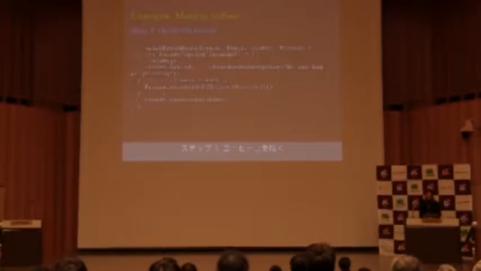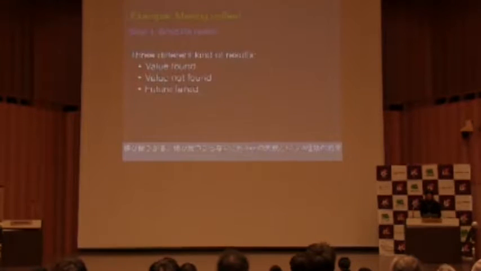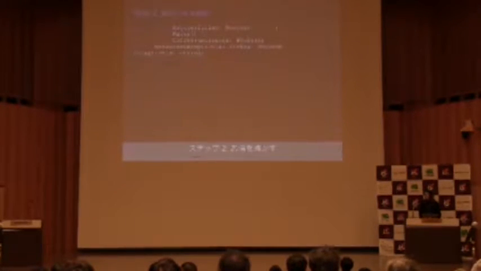So this method has 3 different outcomes. 1 success scenario, which is the value is found, and 2 failure scenarios. 1 is value not found, and 1 is future failed. So we want to distinguish between those scenarios. So our second step, we want to boil hot water.